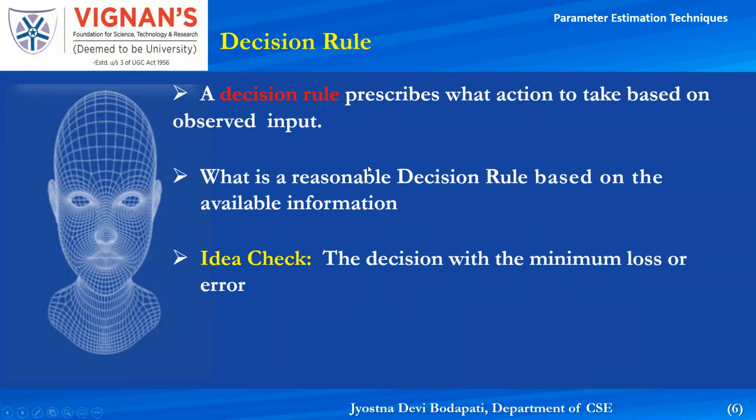And you are following some rules to take the decision, and always the decision you should choose is whichever gives the minimum loss or the minimum error. So how to do that?